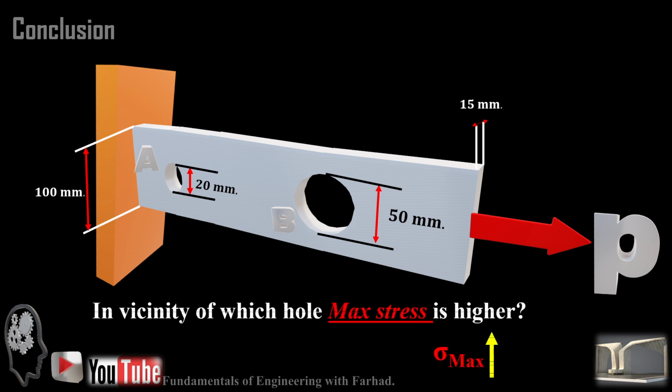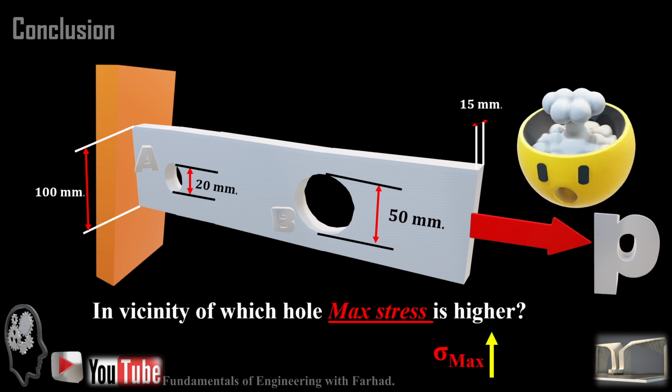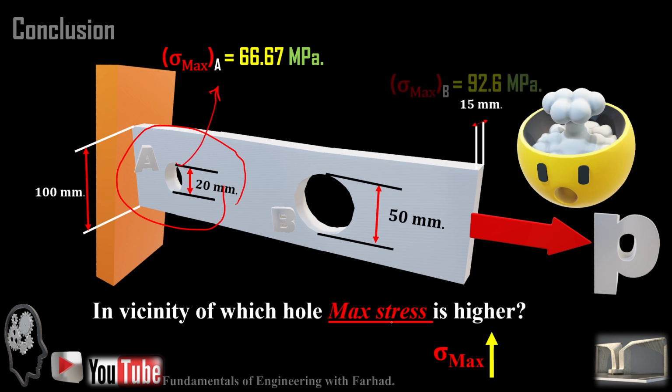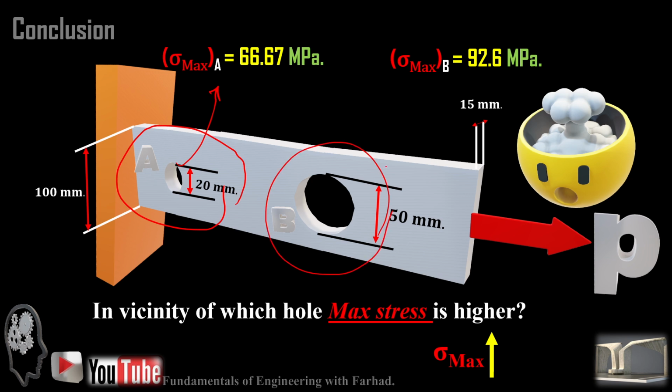To answer our question, in the vicinity of which hole the maximum stress is higher: sigma maximum for A is equal to 66.67 megapascals, and sigma maximum at B is equal to 92.6 megapascals, and definitely sigma maximum at B is higher in comparison to A. The reason for that is the net area is decreasing. That's why sigma maximum increases.